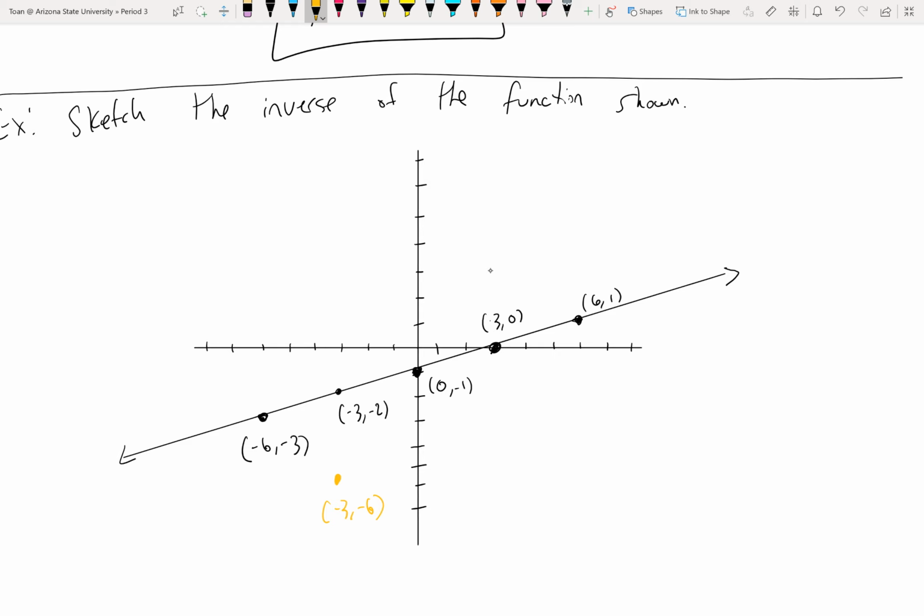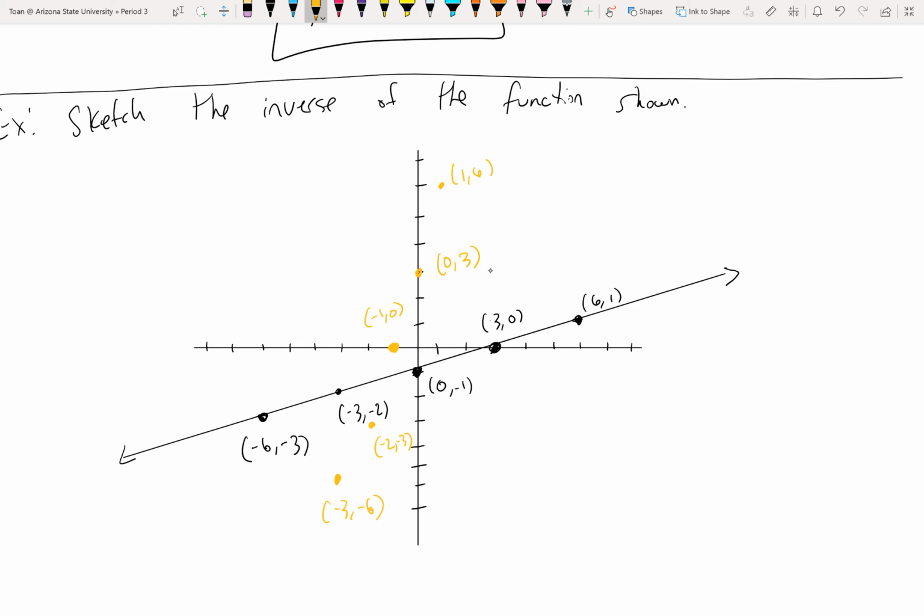If -3, -2 is on the original function, I know for a fact that -2, -3 is on the inverse function. If I know that 0, -1 is on the original function, I can guarantee that 1, 0, or excuse me, -1, 0. Oopsies. There we go. -1, 0 is a point on the inverse function. If 3, 0 is on the original function, I can guarantee you that 0, 3 is a point. And then lastly, 1, 6.